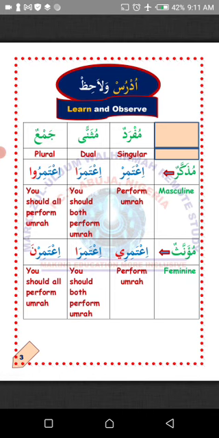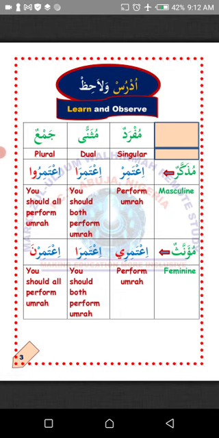Then we talk about muzakkar. Muzakkarun, masculine, is a word in Arabic that represents a male person or a male object. Just like the verb i'tamir can only be used to command a single male person to perform umrah. So if there are two in number, all you need to do is to attach alifun to the last letter of the verb i'tamir. Remember, once alifun is attached, the letter before it must take fatha, as we know that alifun is the mother of fatha in Arabic.